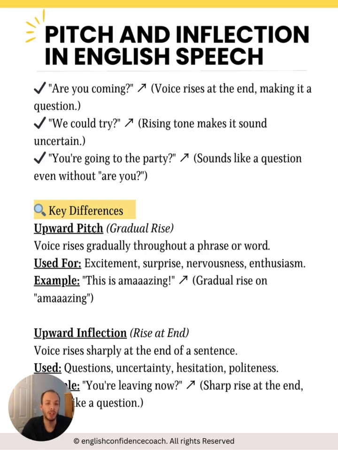So the key differences: an upward pitch is a gradual rise, your voice rising throughout a sentence or word or phrase. It's used for excitement, surprise, nervousness, and enthusiasm. An example: this is amazing. Gradual rise on "amazing." An upward inflection means a rise at the end, with your voice sharply rising on the final one or two words in the sentence. It's used in questions to express uncertainty, hesitation, and to be polite.